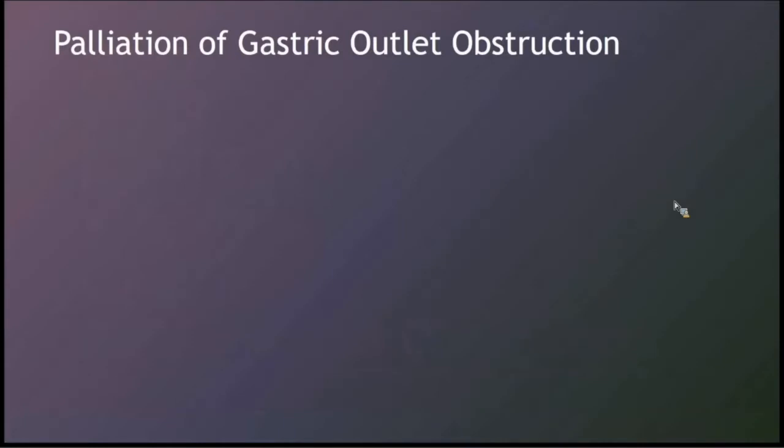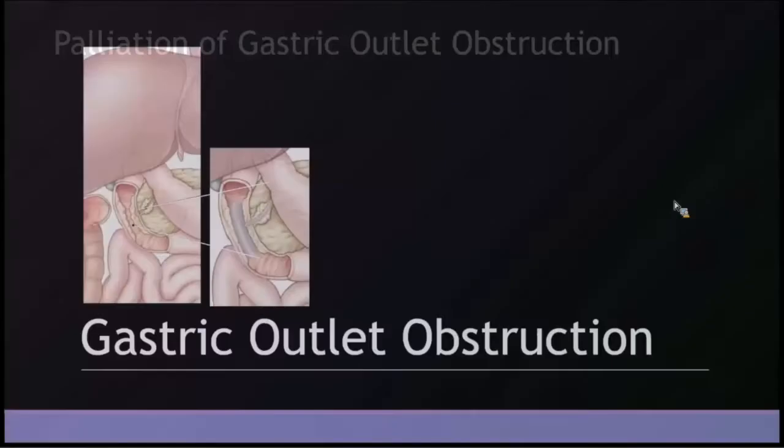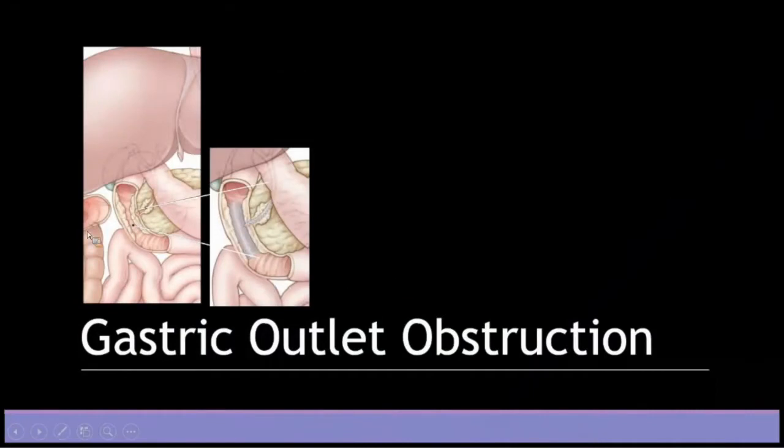Duodenal stents, so gastric outlet obstruction. There are two main causes of gastric outlet obstruction. That includes the pylorus and the duodenum. We'll see patients with pancreatic cancer or duodenal cancer, and that'll grow right into the duodenum and cause obstruction, or even gastric cancer, where you'll have a mass at the level of the pylorus.